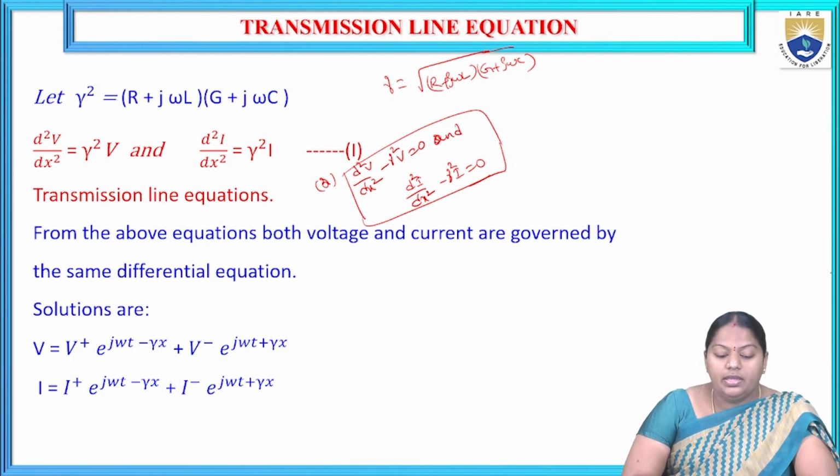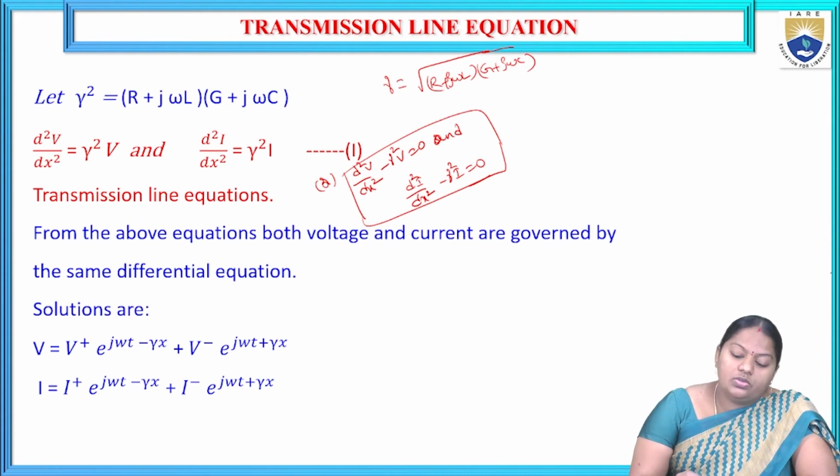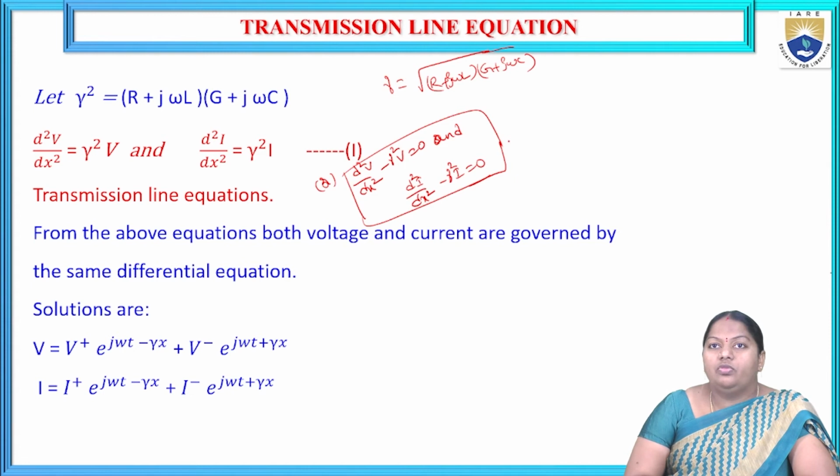Voltage and current equations of order 2, right? So from the above two relations, both the voltage and current are governed by the same second order differential equation. So this looks like a second order differential equation with voltage and current relations, and these two are called transmission line equations.